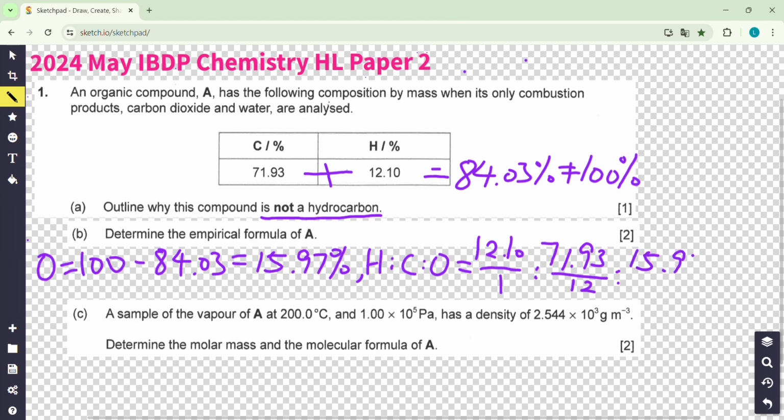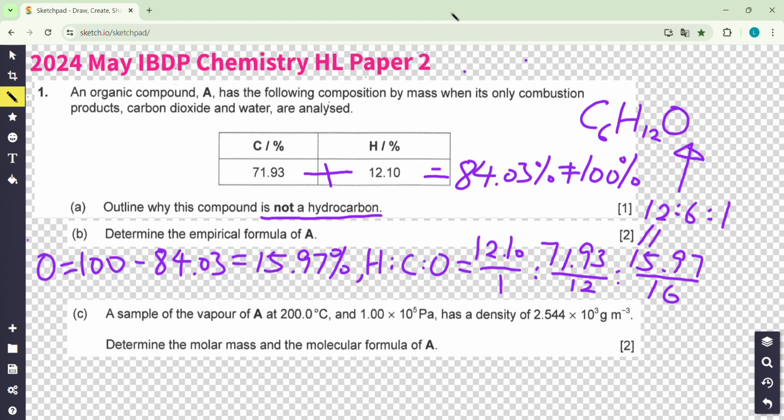And you will find the ratio is really nice, a very nice ratio. So calculate it, what's the ratio? Approximately, nearly 12 to 6 to 1. Excellent, so you got that. So the organic compound should be, maybe we write the C first, C6, H12, and O. Got it? Okay.